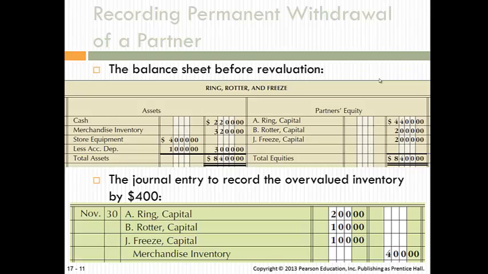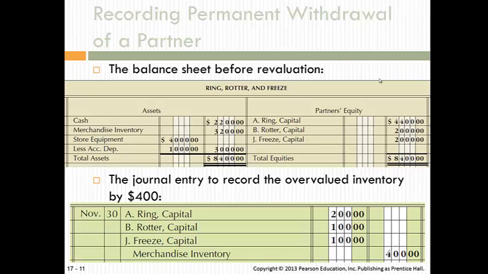Let's look at the balance sheet of the partnership from the example in the textbook on page 631. We have assets such as cash, merchandise inventory, and store equipment. At the time the partner is withdrawing, we need to evaluate each asset and compare its book value to its fair market value. The value of cash on the books is the same as the fair market value of cash, so cash is never adjusted.